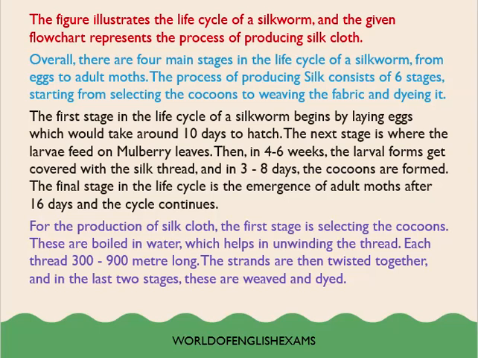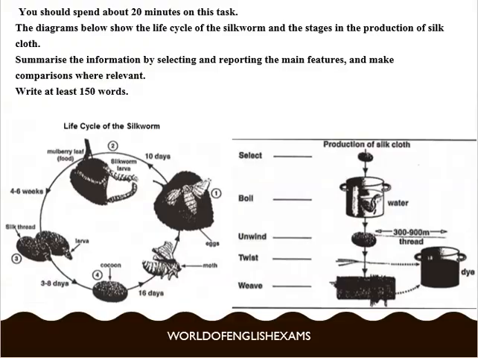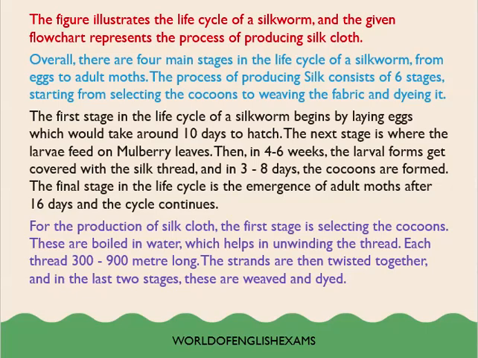So as you can see, I have not changed the meaning, but I have used synonyms to describe whatever this sentence means to say. Now in the overview, what did I tell you? In the overview you should not write any descriptive things. All you have to do is highlight the significant features like this. So always start the overview paragraph with the introductory phrase overall. This is a very important thing. If you write the word overall, then you're clearly indicating to the reader that you have started the overview passage. Okay, next, overall there are 4 main stages in the life cycle of a silkworm, from eggs to adult moths.